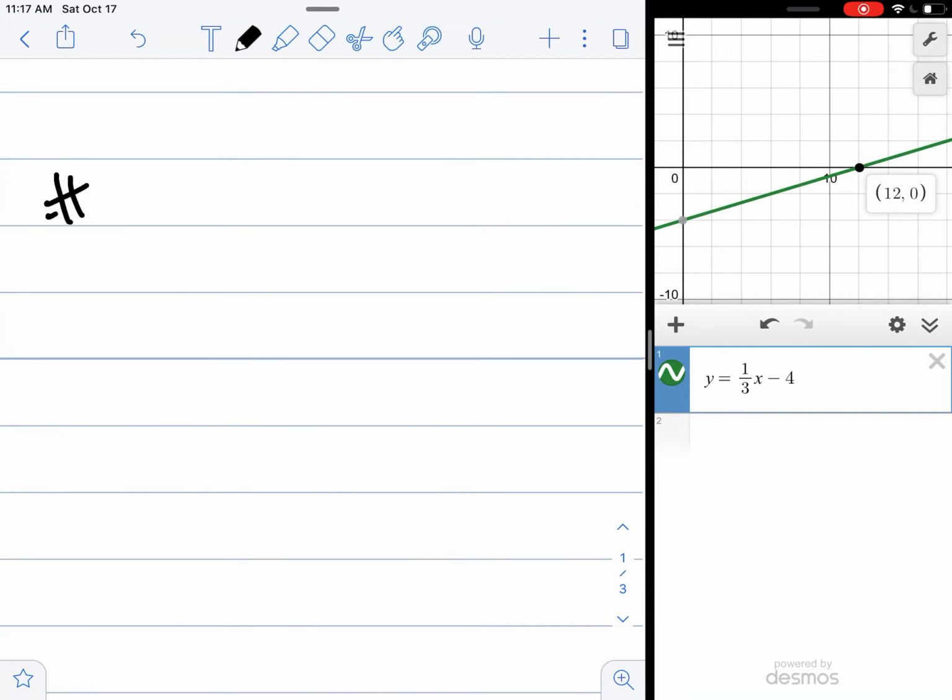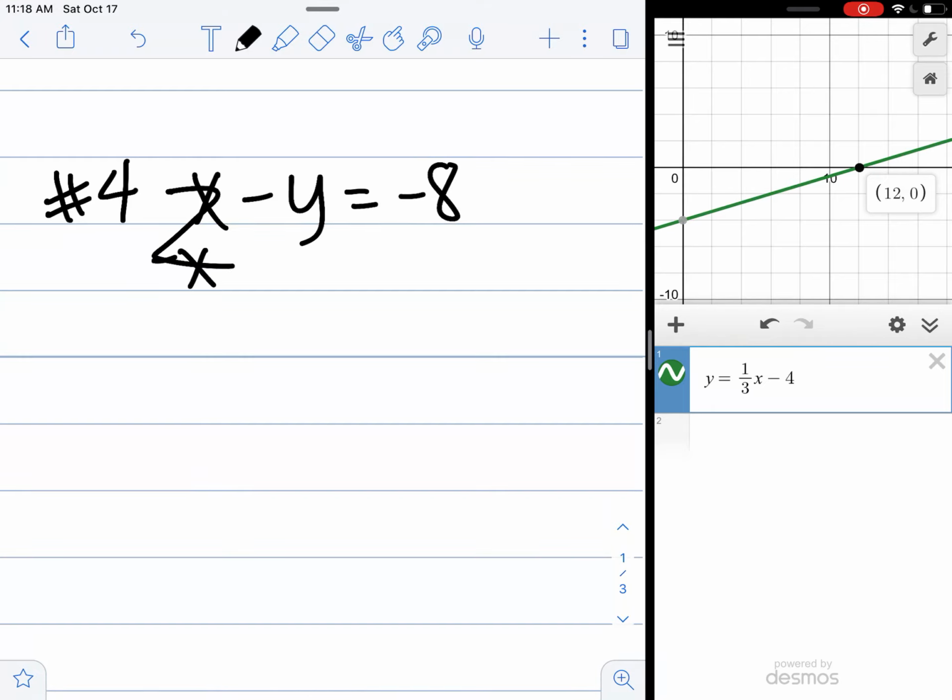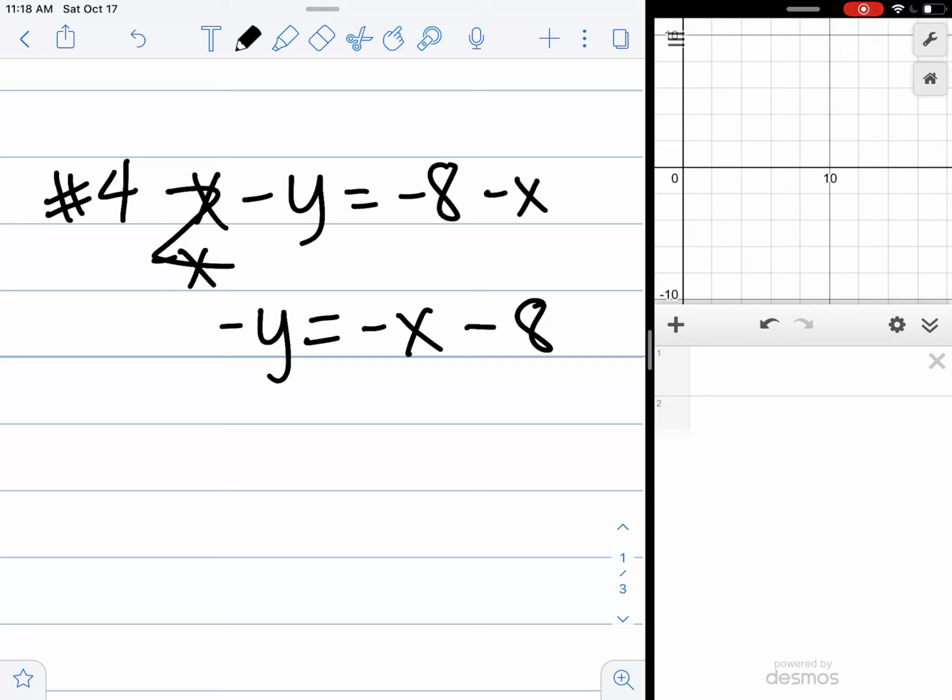Number 4. Again, lots of practice with converting from standard form to slope-intercept form. So we have x minus y equals negative 8. We subtract that x from this side, so it becomes a 0 pair. What we do to one side, we have to do to the other. We bring down our negative y, and then we switch the two sides over here. So negative x minus 8. Then, because there's a negative in front of that y, we can't have a negative y. We want to make sure it's positive, so we're going to have to divide by that negative 1. Okay, what we do to one side, we have to do to the other.